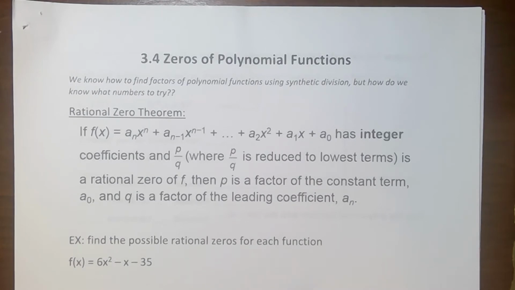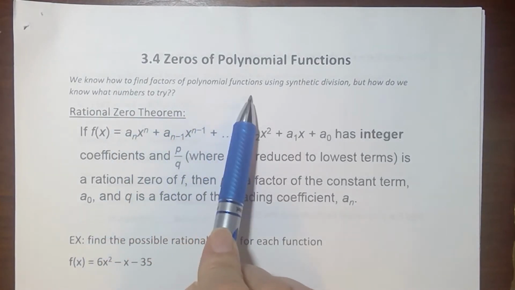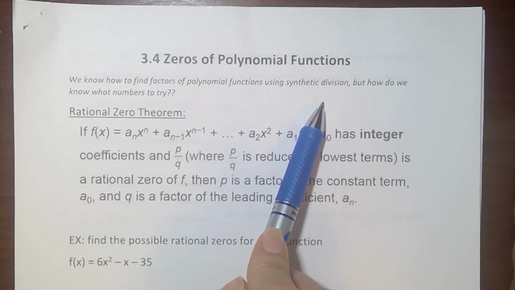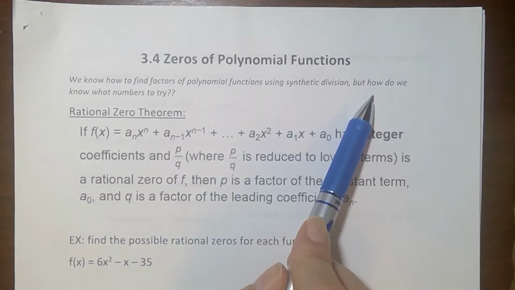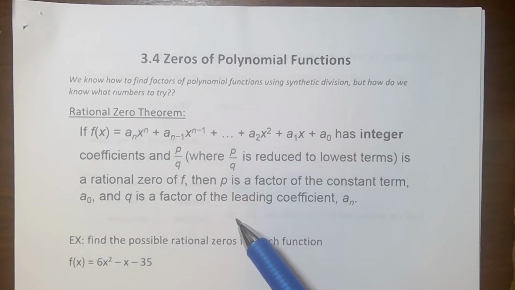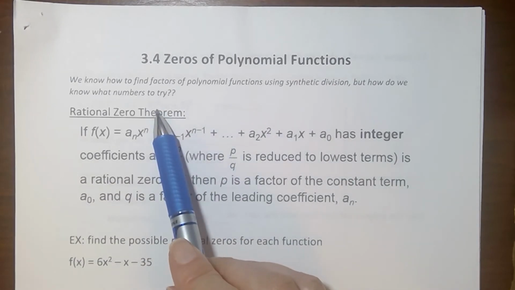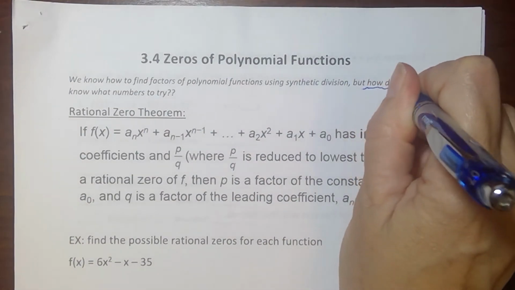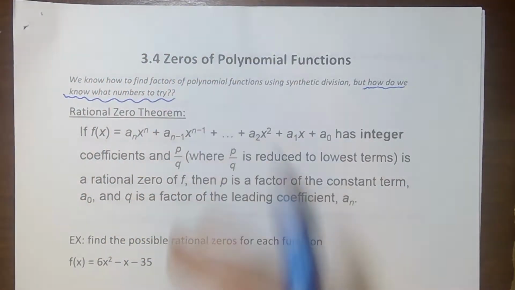start. We know how to find factors of polynomial functions using synthetic division, but we've always been given a starting place up to this point. We've been told this value is a root. What if we don't have a starting place? How do we know where to start? What numbers do we try? Because there's literally an infinite number of possibilities. So we have to have something to narrow that down.